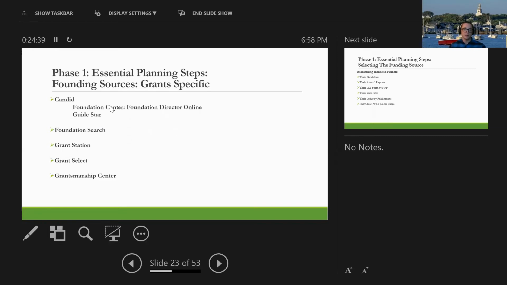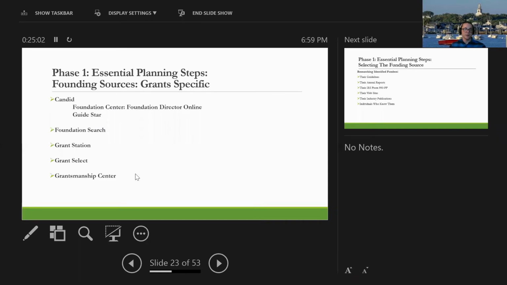I use 990s a lot in terms of researching who the organization has funded in the past. And that's for grantors. With GuideStar, you've got to watch whether or not you're clicking on a grantee. It's going to be counterproductive to your efforts.